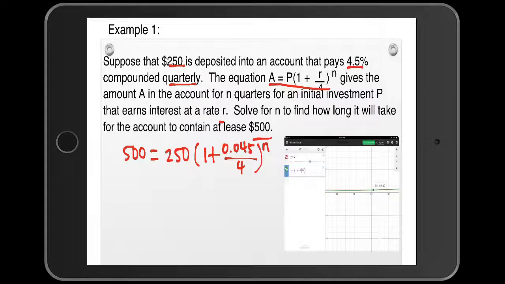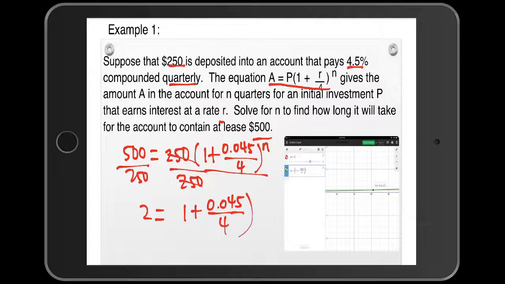So given this equation, we can actually solve for n now using algebra, because we've been dealing with algebra solving for the logarithm. So we're going to divide by 250 first on both sides to get rid of that 250 to make the problem a little simpler. And we have 1 plus 0.045 over 4, and then to the n power.